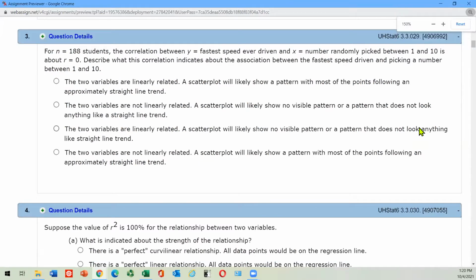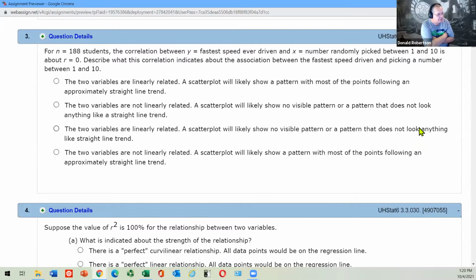There we go. For 188 students, the correlation between the fastest ever driven and a random number between 1 and 10 is about R equals 0. Not a surprise there, right?